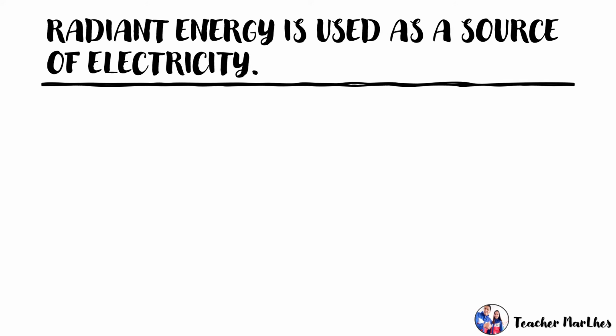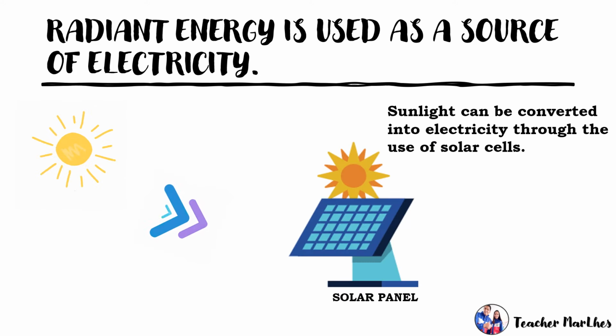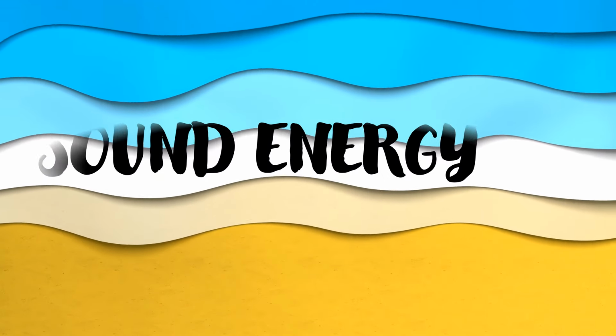The radiant energy is used as a source of electricity. Let us look at the illustration. So, the sunlight can be converted into electricity through the use of solar cells. Now, children, you already know the uses of radiant energy. So, let us proceed with the sound energy.